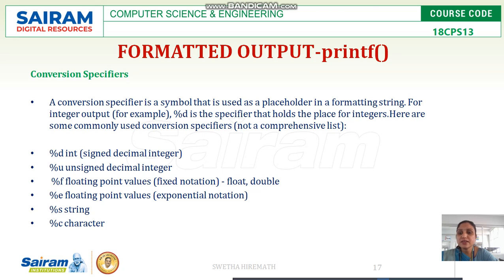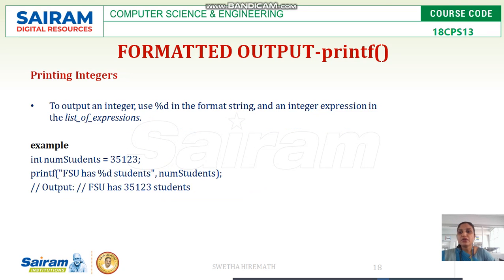%d is for signed decimal integer. %u is for unsigned decimal integer. %f is for floating point values. %e is for floating point exponential values, %s is for strings, and %c is for characters. So this is about the formatted output and the conversion specifiers.